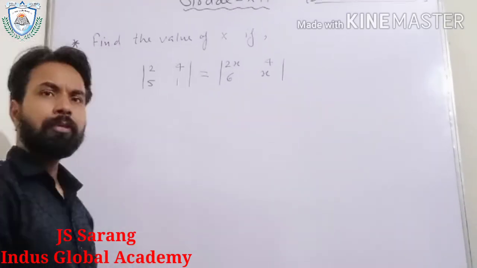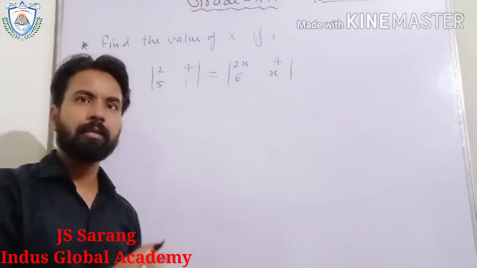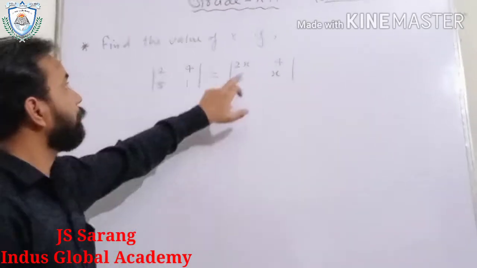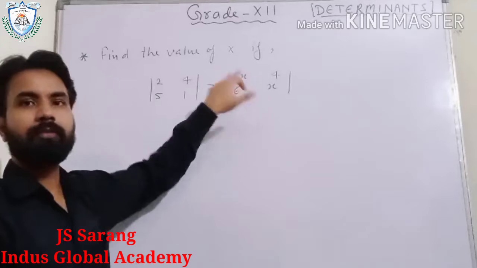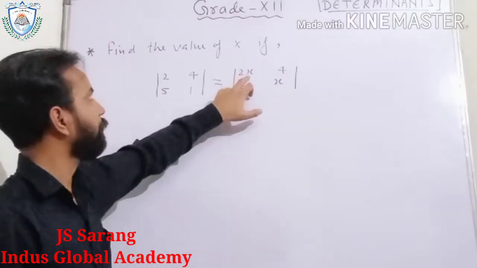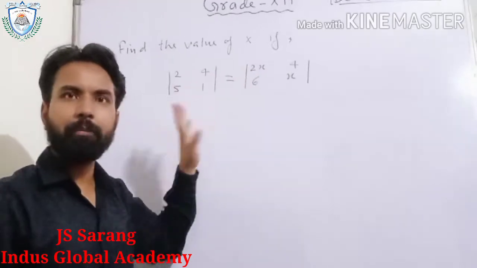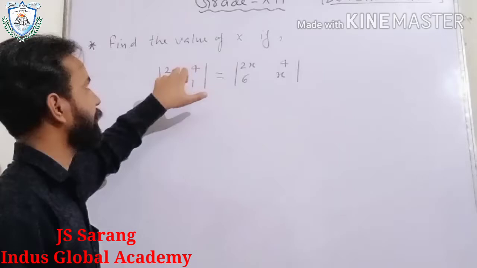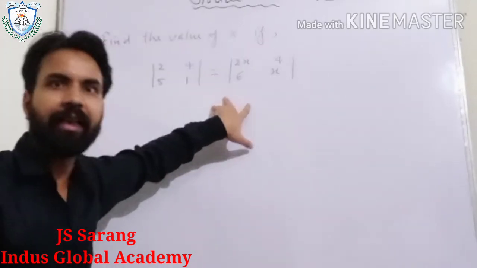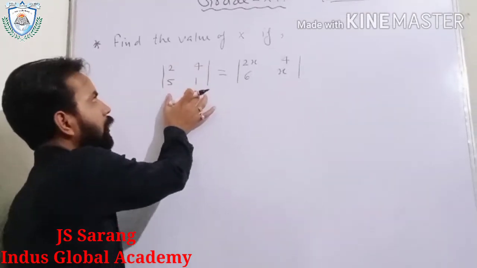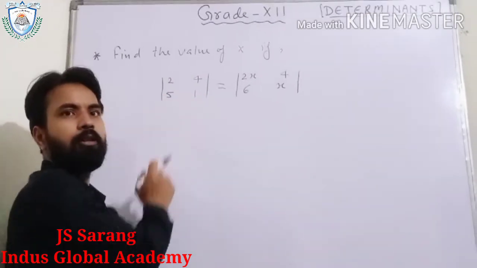But this type of question we have already solved in the matrices. But there what I told you, we have to compare the corresponding elements of the equal matrices. But here we will not compare the corresponding elements. Understood? Here we will not compare the corresponding elements because this is a case of determinant. So what we will do here, we will find out the value of this determinant.